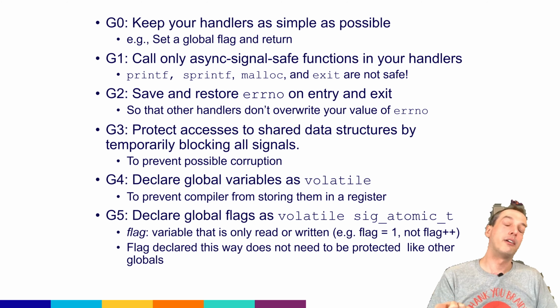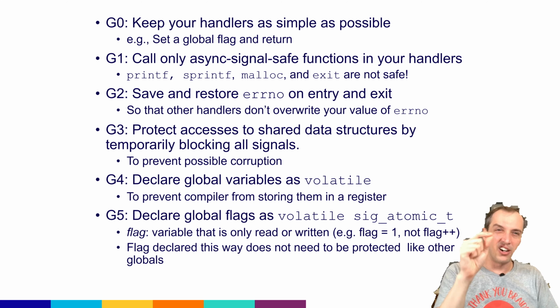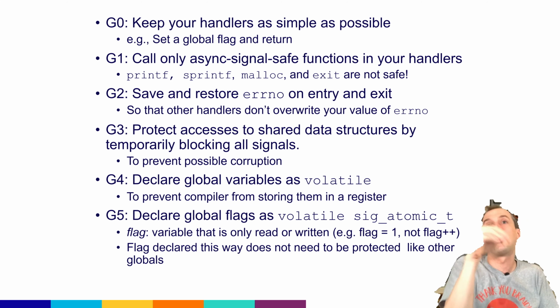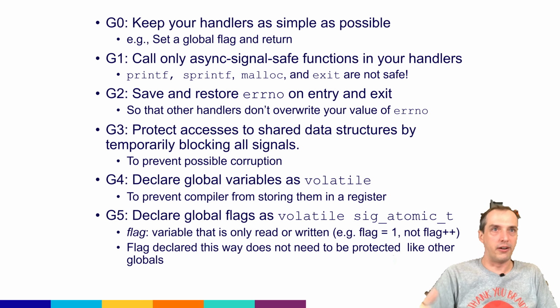When we declare global variables as volatile, this prevents the compiler from storing them in a register. This means that if we're ever going to manipulate the value in this variable, it must be immediately persisted to memory. It cannot be stored in a register until it gets persisted back to whatever address it lives in.